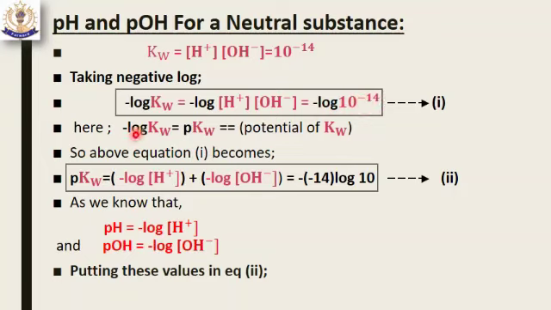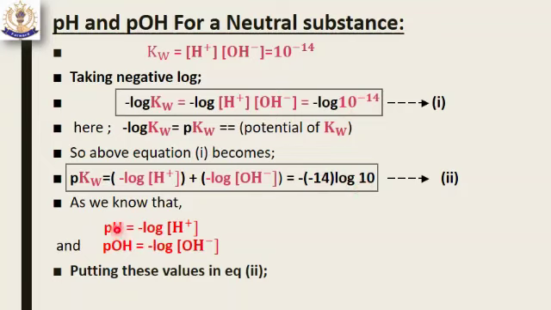Now here, negative log Kw is another term called pKw. Here P stands for potential of the ionization constant of water. In this equation, instead of negative log Kw, we will write pKw. So the above equation 1 becomes pKw. Here we have applied the product rule of logarithm, where the log of a product becomes the sum of the logs. And we have applied the power rule of the log, where this 14 comes here and the log comes to the base.